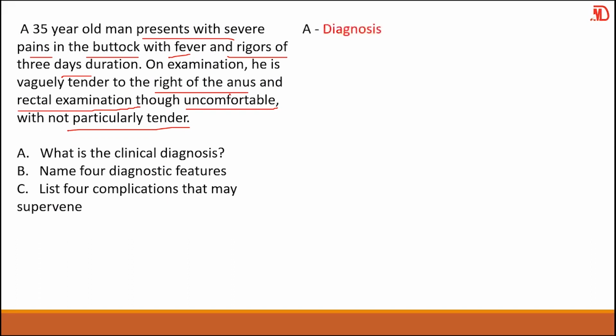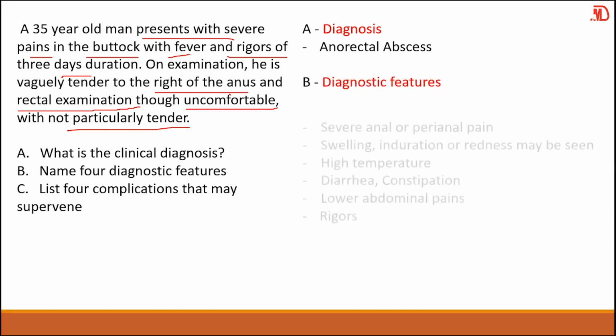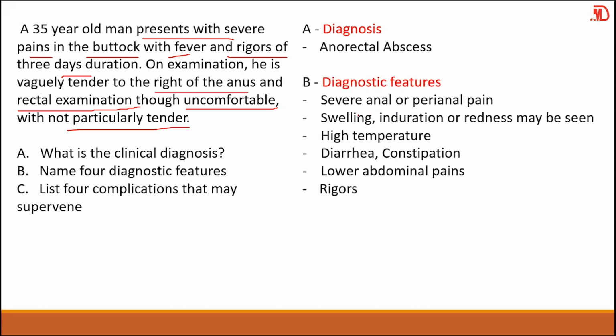So what is your diagnosis? This is an anorectal abscess. And in anorectal abscess, there's always a collection of pus near the anus. And you know, pus formation is simply signifying an infection. So what are our diagnoses? For our diagnosis, we can talk about a severe anal or perianal pain. We can talk about swelling, induration, or redness.